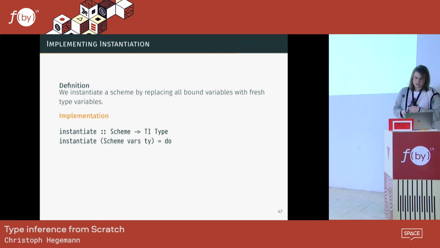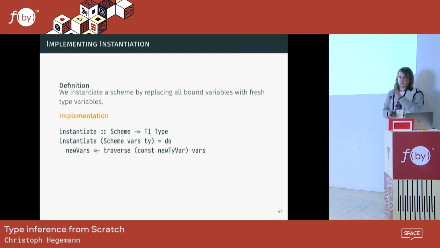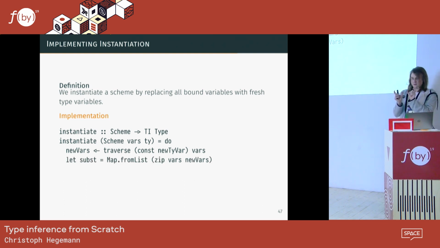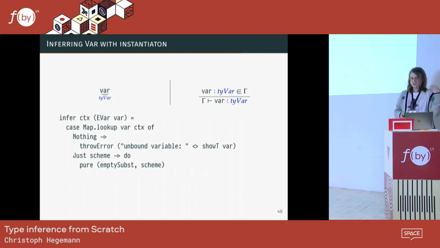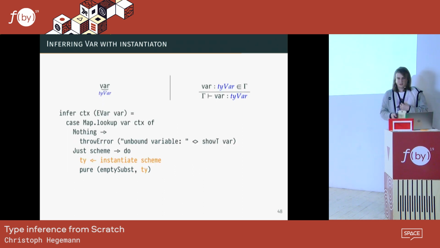And the way we implement instantiation is that we create a new type variable for every var that has been bound in the scheme. Then we zip together the new type variables that we created with the vars. And remember, vars are just text, that's just the variable names. And our new vars are type variables, so we have a mapping from text to types that is a substitution, and then we can just apply the substitution to the type inside the scheme. And that's instantiation. So now we just insert that call to instantiate here and return the type that has been instantiated. And that's the variable rule and its implementation.